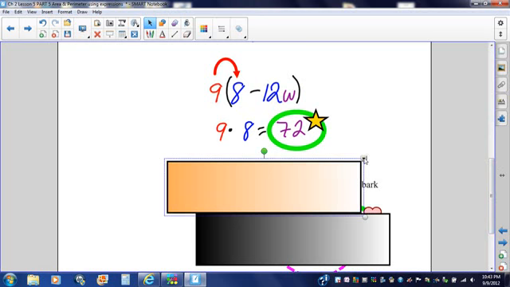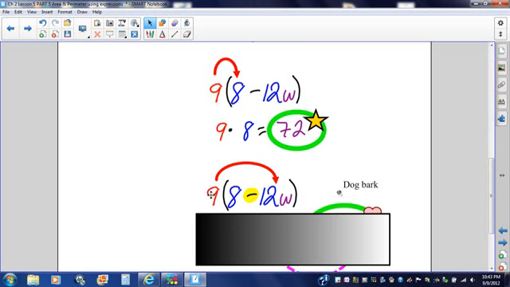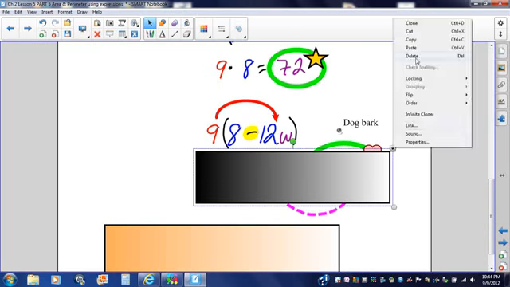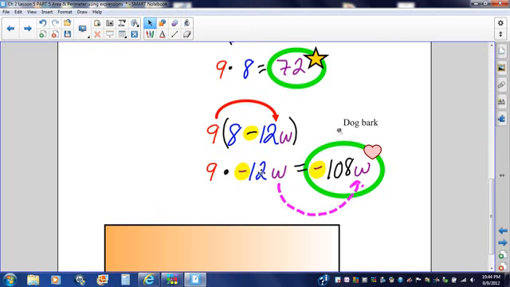The next thing I'm going to do is I am going to distribute the 9 with the minus 12w. So 9 times negative 12 gives me negative 108. And the w is like my dog that follows me everywhere I go. So when I times 9 by negative 12, that gives me negative 108, and the dog follows me everywhere I go. Notice that I put a heart with this because we love our puppy dogs.